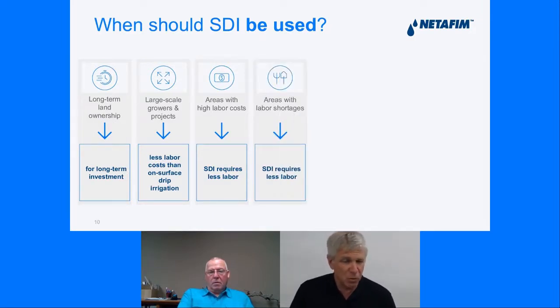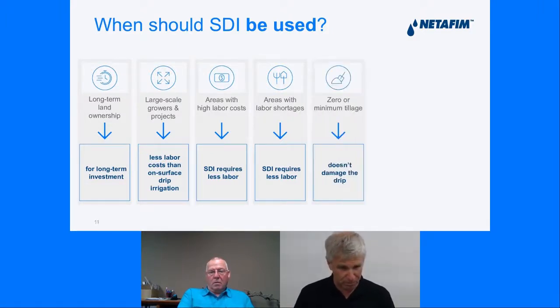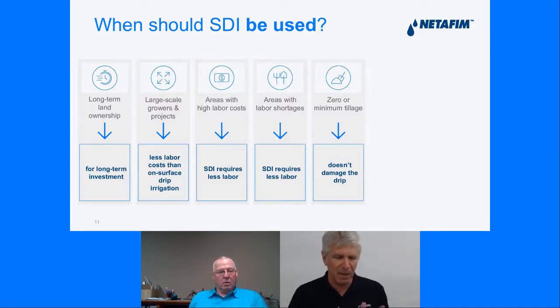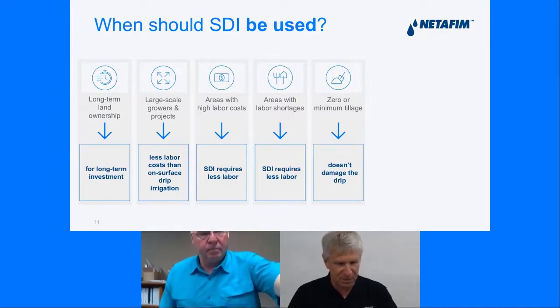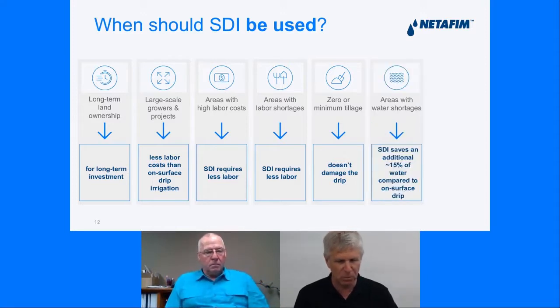Shortage of labor, you don't have manpower, the same principles. SDI doesn't need too much labor. Zero or minimum tillage doesn't damage the drip. Yes, it doesn't damage the drip on one end, but on the other end, we are speaking about compaction, not because of the tillage, but especially because of the harvesting machines, tractors, and trucks. We need to pay attention to it. There is a solution for it. I'm not going to deal with it, but it exists and we need to pay attention to it.